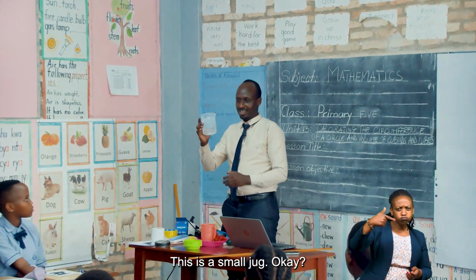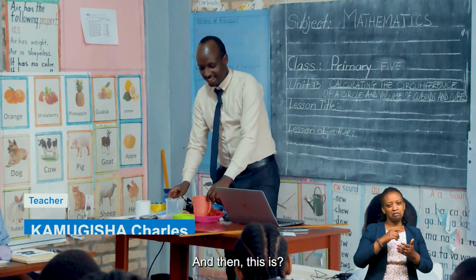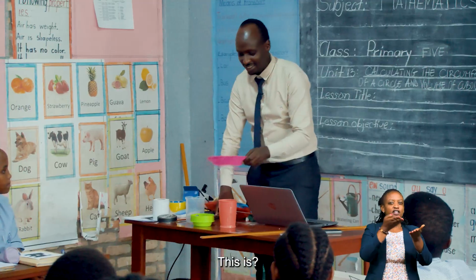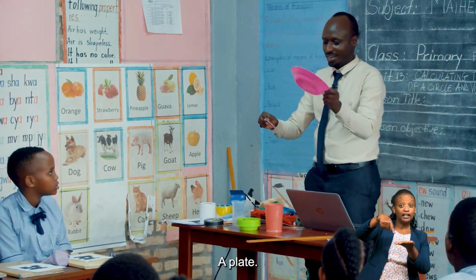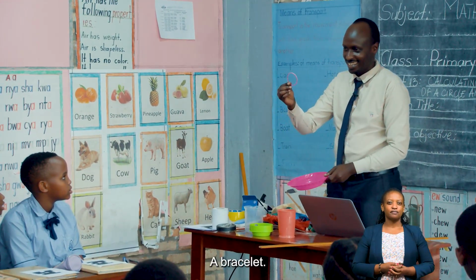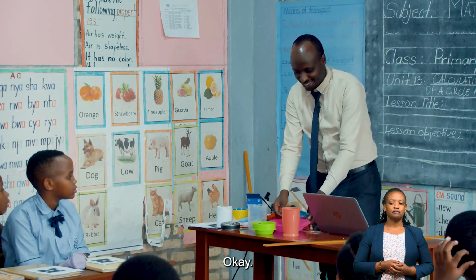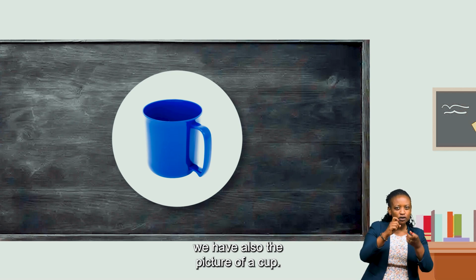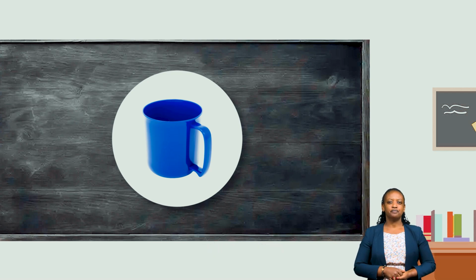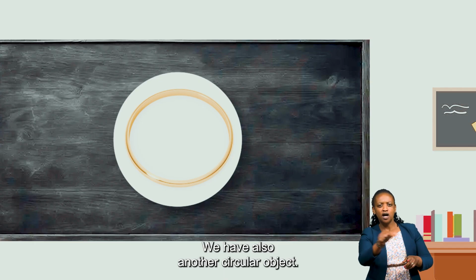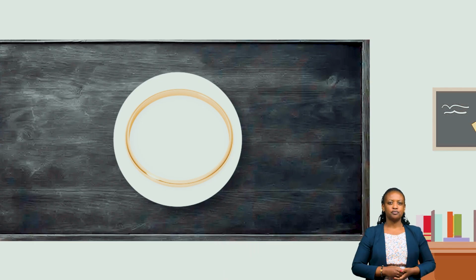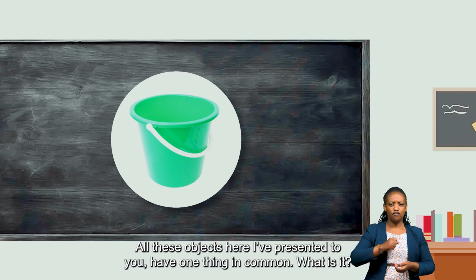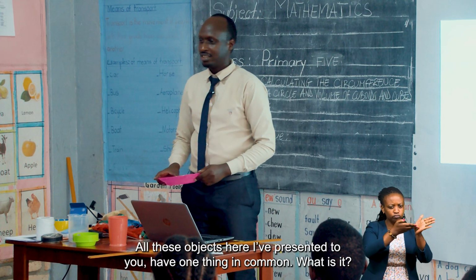Here I have objects. This is a small jug, okay? And then this is a cup. This is a plate. This is a bracelet, okay? And then we have also the picture of a cup. Okay, we have also another circular object. We have also a bucket.